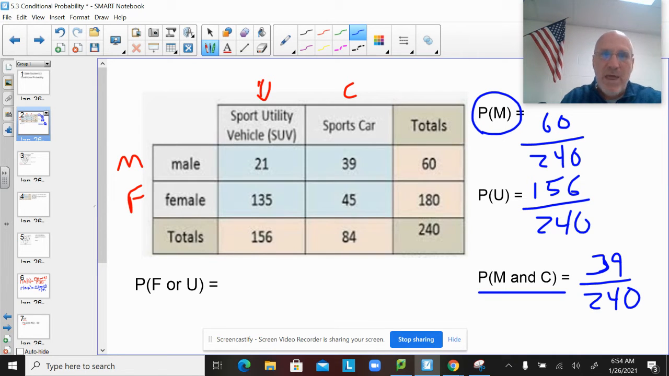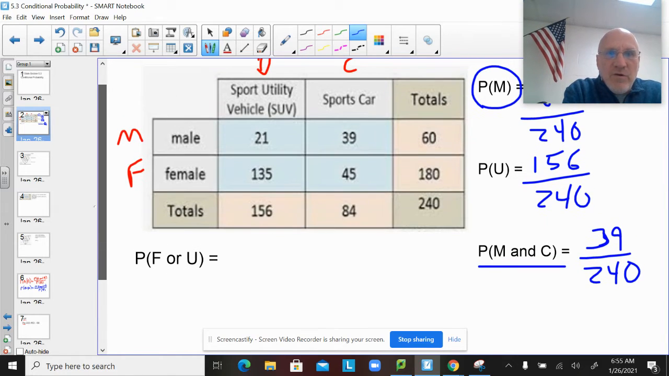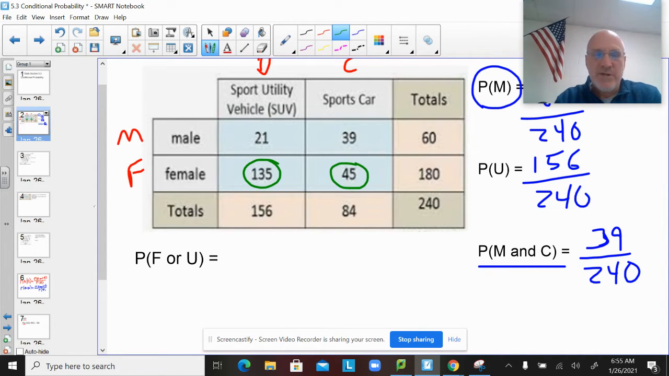Okay, now let's look at this fourth one. It says the probability of female or SUV. That's what that asks. So remember I gave you a formula last time on how to find the probability of A or B. We can use it, or we can just kind of know what they're asking and figure it out. I'm going to do this two different ways here. First, if I want F or U, when I see a two-way table, my first thought is female, those two green numbers are the female numbers. And then U is sport utility. I think that number is there.